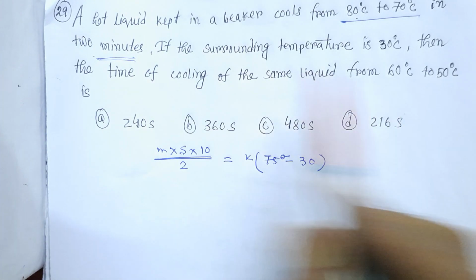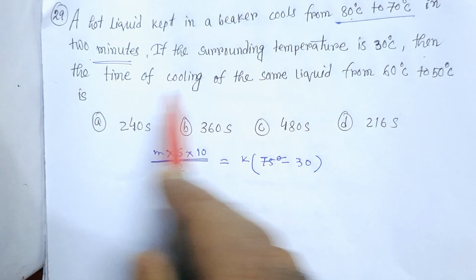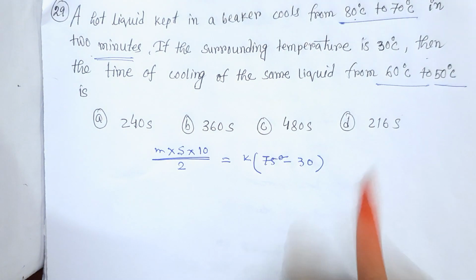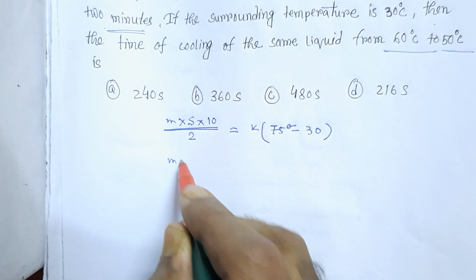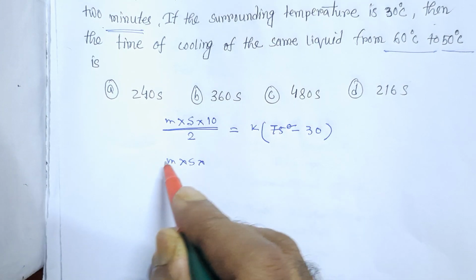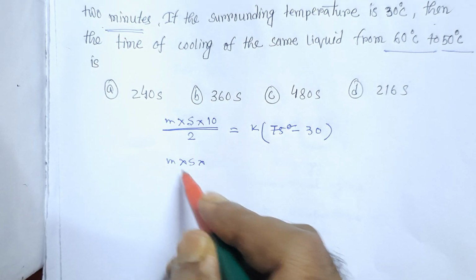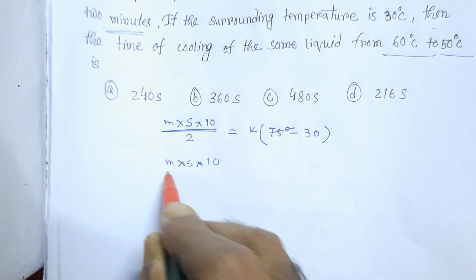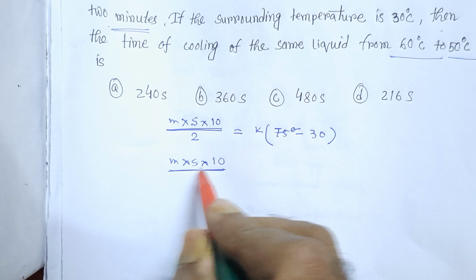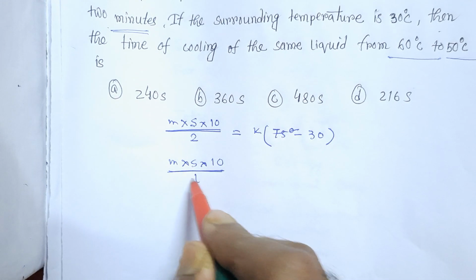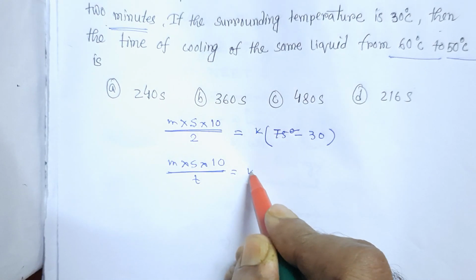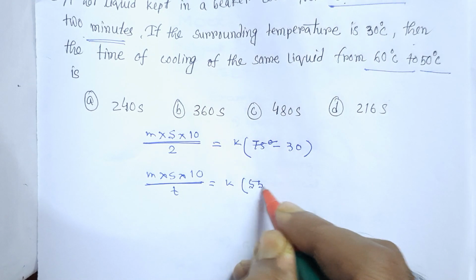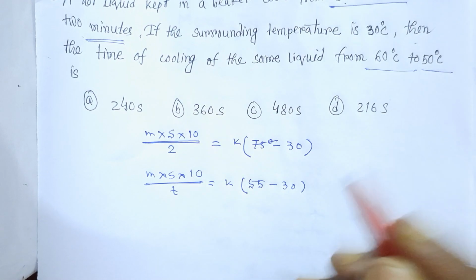In the second case, the time of cooling of the same liquid from 60 degrees centigrade to 50 degrees centigrade. Then in this case, M is the mass of the liquid, S being its specific heat, and temperature goes down by 10 degrees centigrade. So here the sensible heat is Ms into 10, time taken be T seconds, equals K into average temperature, which is 55, and surroundings temperature is 30.